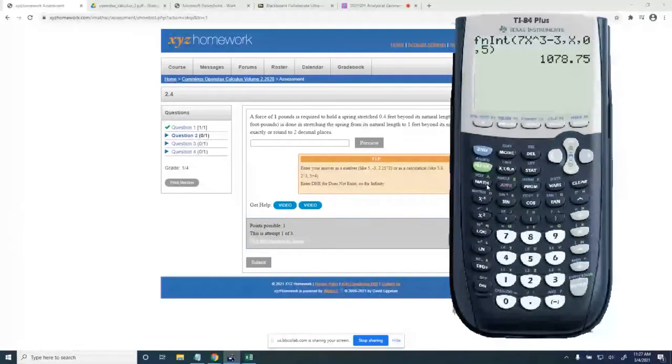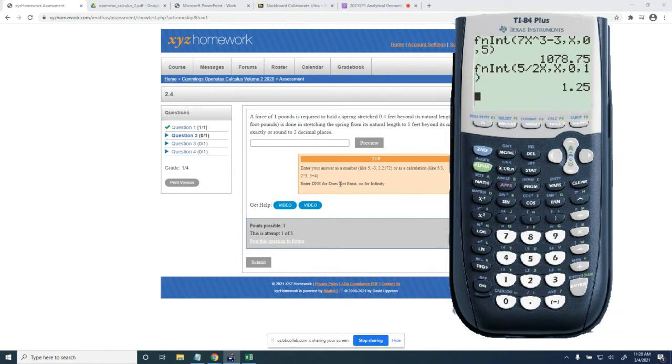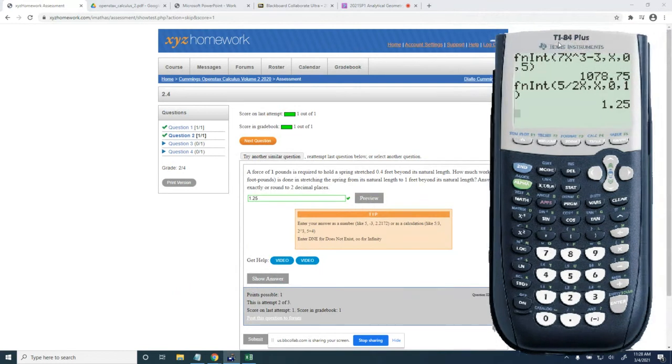I'm going to go into math, function integration. We're going to put in that function, 5/2 x. X is the variable of integration. We're integrating from 0 to 1. And we have a value of 1.25. Okay.